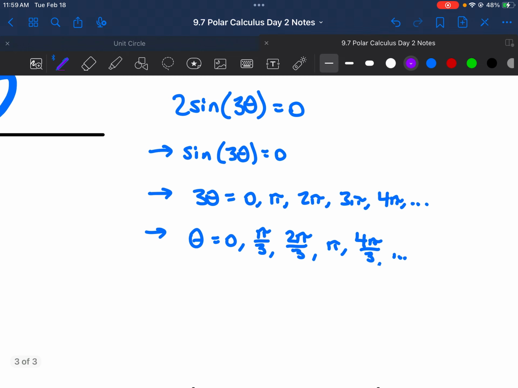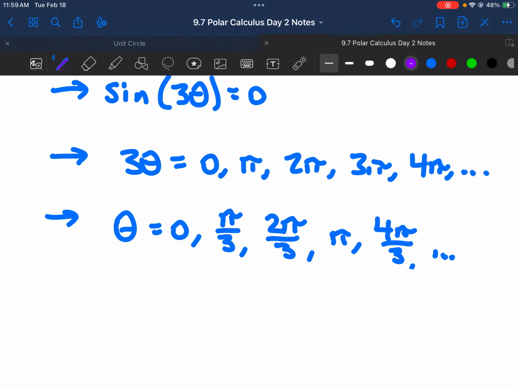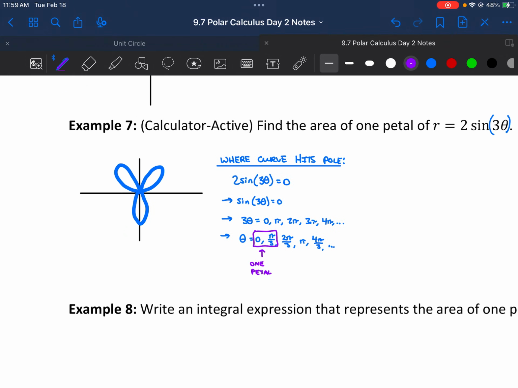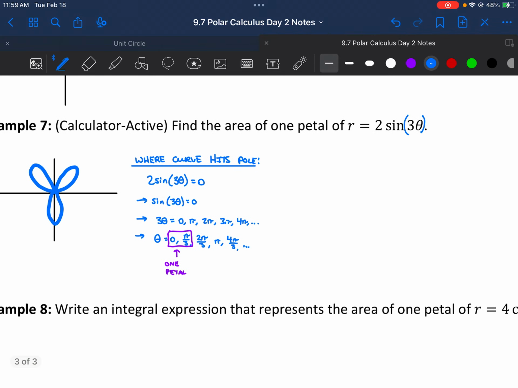And what we saw yesterday is if we look at any two of these that are sequential, any two that are next to each other, like these two right here, these two would make one petal. That's going to allow us to go ahead and calculate the area of one petal.